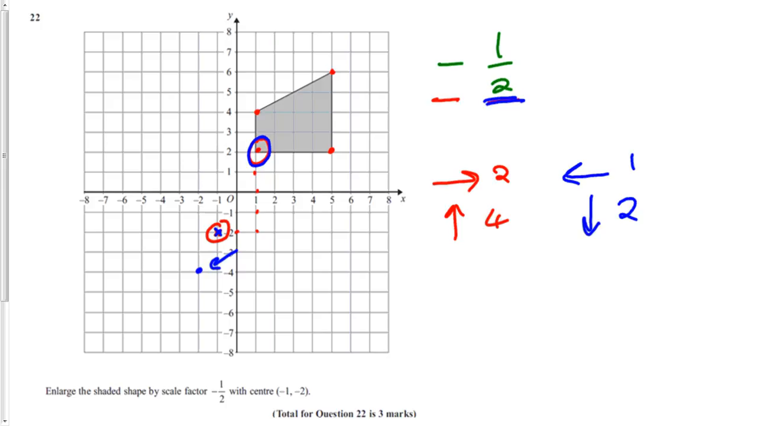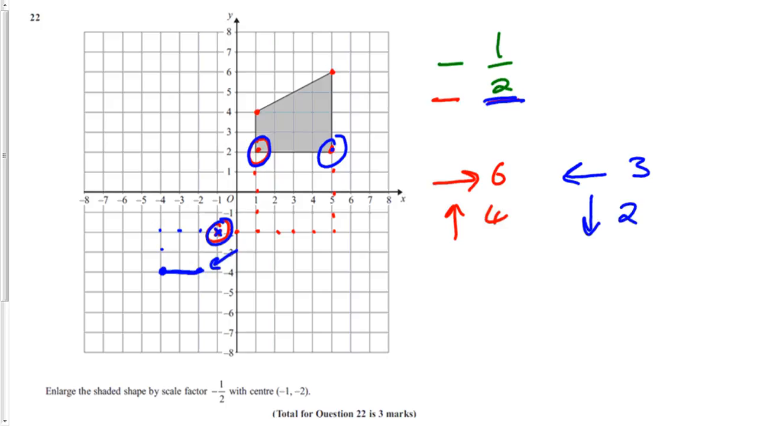Then we do the same for the other points. So this point here, we count 1, 2, 3, 4, 5, 6 to the right, and 1, 2, 3, 4 up. So if we do the opposite and we halve it, that's going to be 3 to the left and 2 down. So we go back to our starting point and we count 1, 2, 3 to the left, 1, 2 down. That's going to be there.